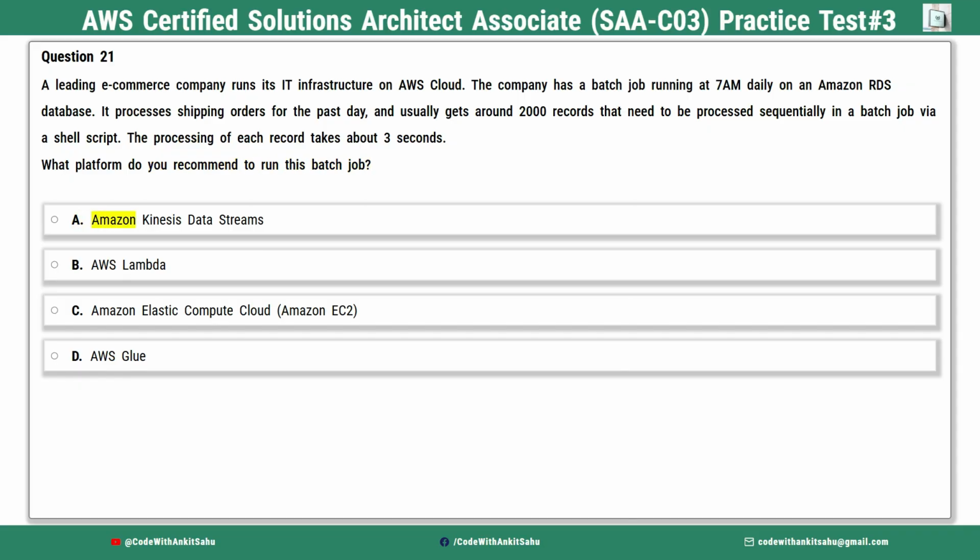Option A. Amazon Kinesis Data Streams. Option B. AWS Lambda. Option C. Amazon Elastic Compute Cloud, Amazon EC2. Option D. AWS Glue.